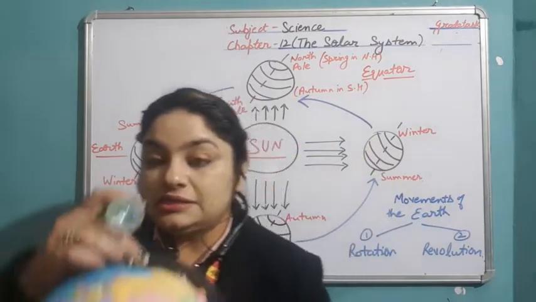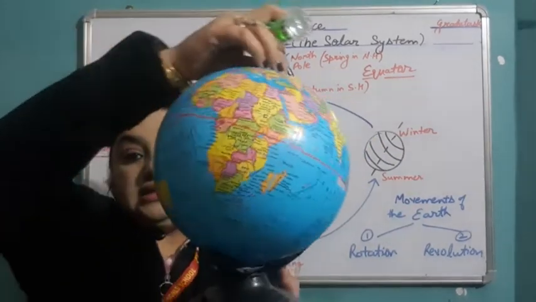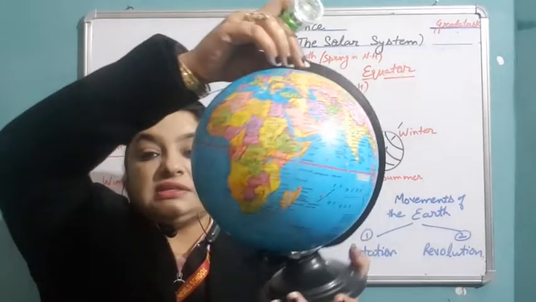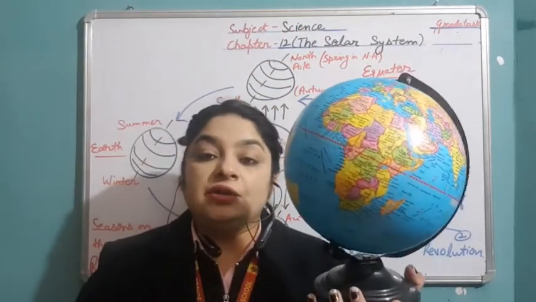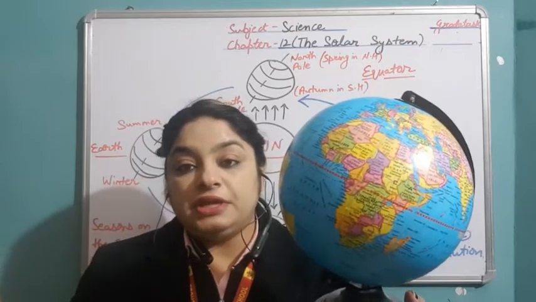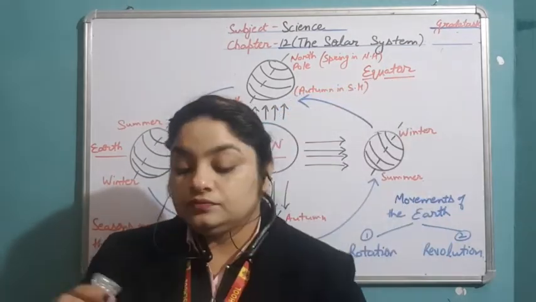And earth, it is not straight like this, it is tilted. It is tilted on its axis. It is tilted at a 23.5 degree angle.